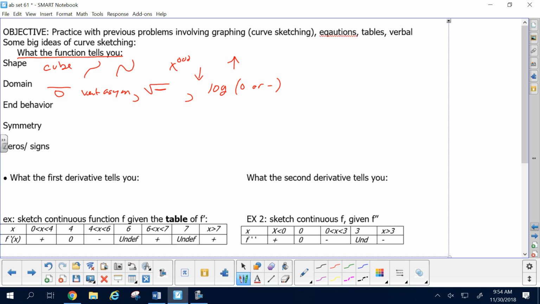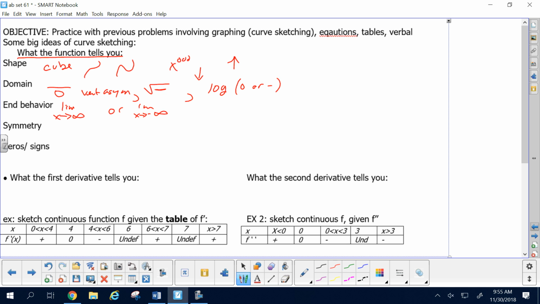Domain restrictions, yeah? You know, end behavior. End behavior amounts to what happens as x goes to infinity and negative infinity. Do not always assume they're the same. Just because the graph goes to 2 on the right side doesn't mean it has to go to 2 on the left side. That's not the case. Okay?